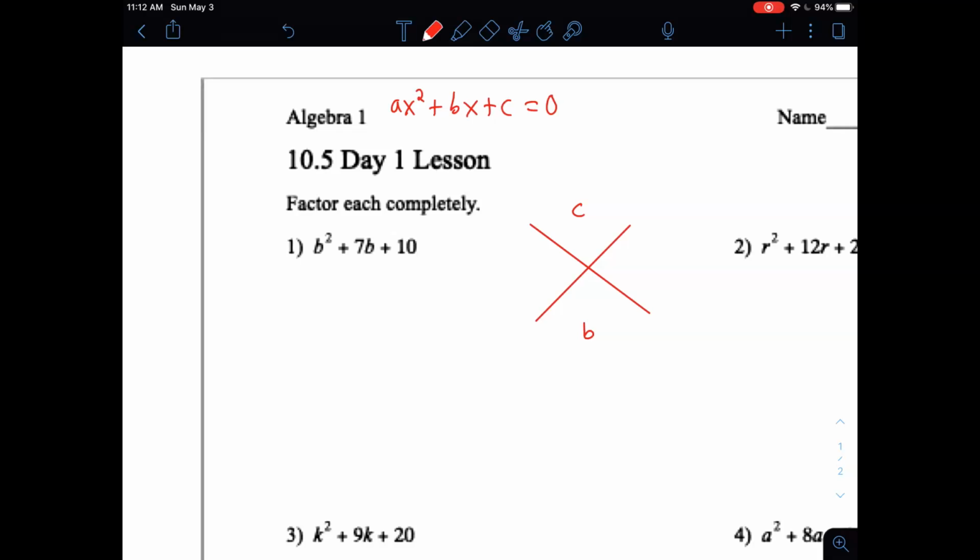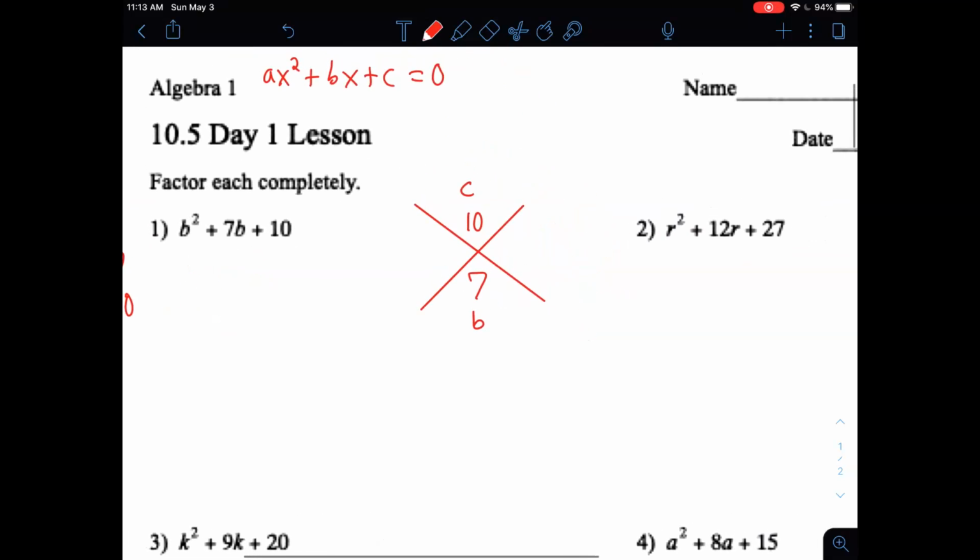So then what's our A, B, and C? That might be a good thing to write down for every problem. What's our A for this one? A is going to be 1. There's a 1 in front of here. What's our B? 7. And what's our C? 10. So we're going to put 10 on the top and 7 on the bottom. And then we're going to do our diamond problem. We need to find numbers that multiply to 10 that add to 7.